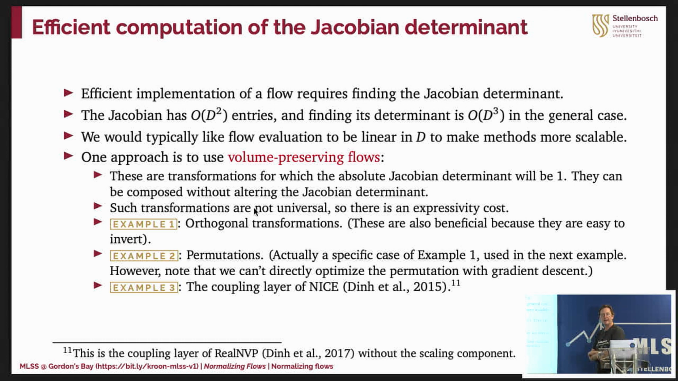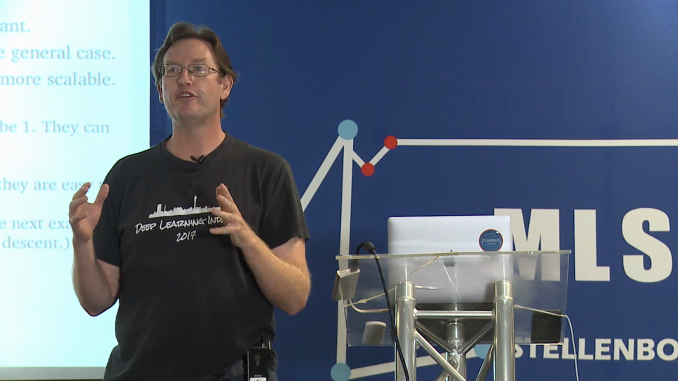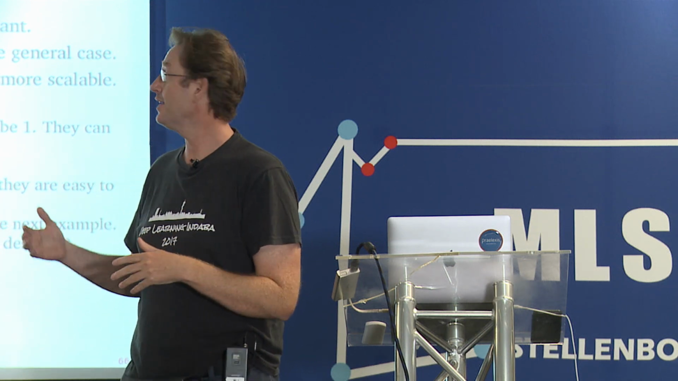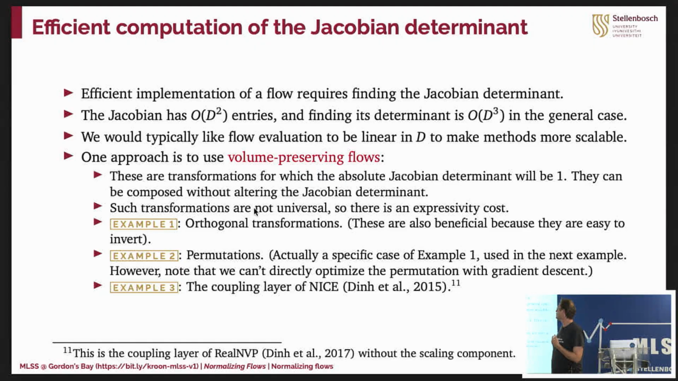Okay. In terms of efficient computation of the Jacobian determinant, the Jacobian is a D by D matrix if D is our dimension. Inverting a matrix like that in the general case, calculating the determinant, is typically cubic. Cubic is too slow, so we want systems which are much faster. Typically, we want them to be linear. Linear in dimension for high dimensions is what we will generally consider tractable.